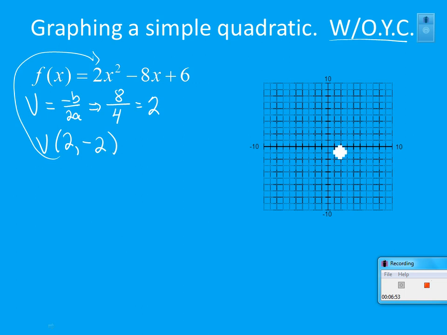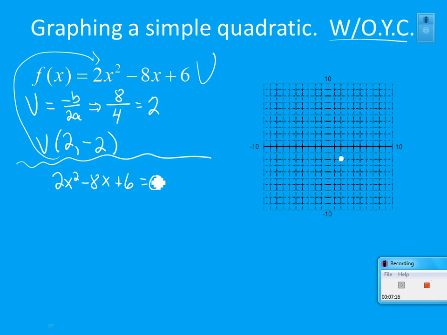So what do I got so far? I know at (2, -2), I've got my vertex. Something else I know, it's going to be opening up. Let's go ahead and get your x-intercepts. So I need to take 2x squared minus 8x plus 6, and I need to set that equal to 0.